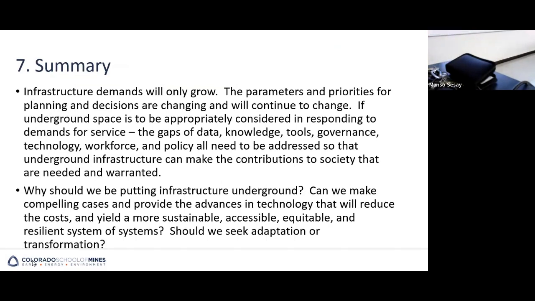If underground space is to be appropriately considered in responding to these demands for service, all of those gaps need to be addressed. And why should we be putting infrastructure underground? We need to make compelling cases. Hong Kong has put a lot of its big infrastructure underground. They have no land space for it. They put their sewer system underground. They put their water treatment system underground in big caverns. We haven't done that much in the United States, but you could.